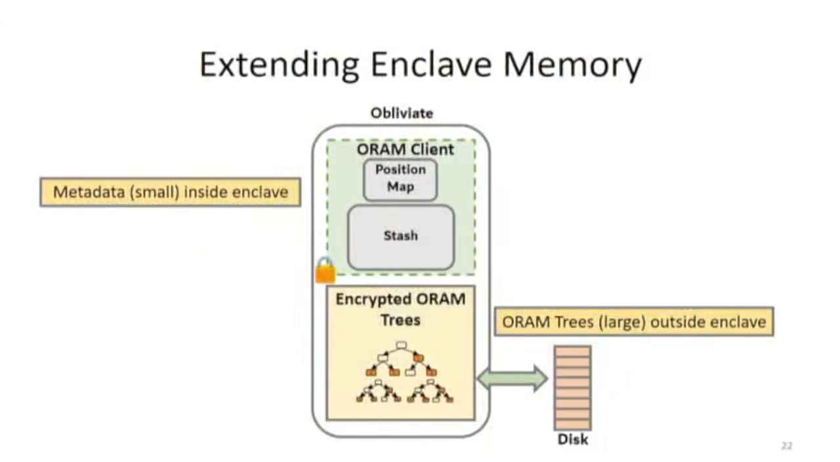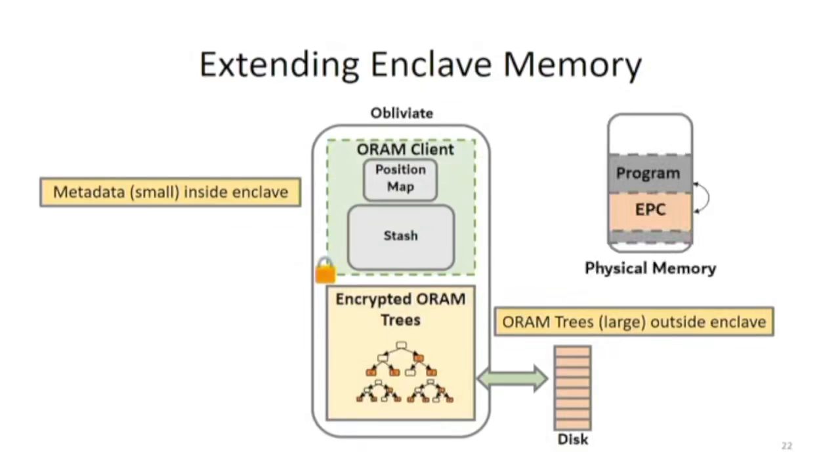Whereas the ORAM trees have to be kept outside the enclave in an encrypted manner, because they're extremely large, more than a few gigabytes of memory space. Just to give you an illustration of why this is required: the EPC region is a small memory region, whereas the program might use more. For regular programs, let's say you have 16 gigabytes of DRAM, but your program might be using 32 gigabytes of space. How does that happen? Because you have swapping.